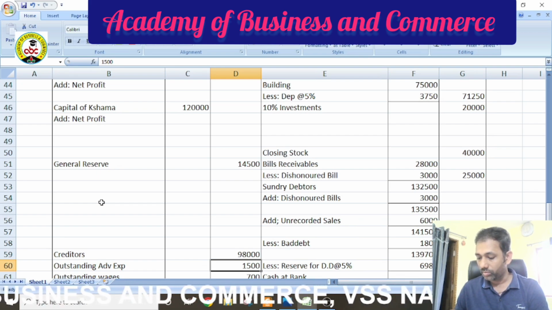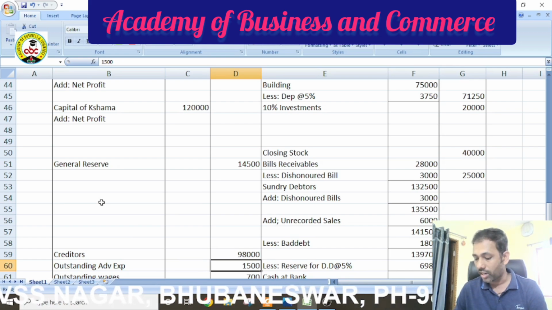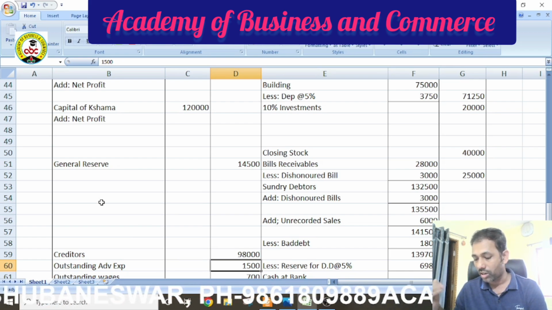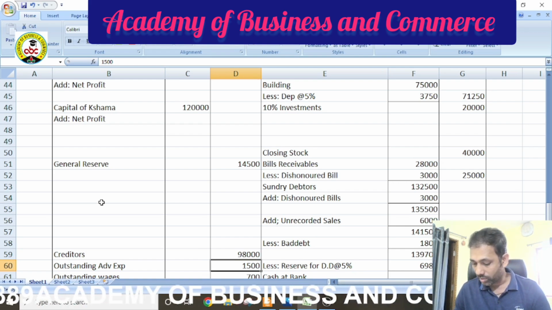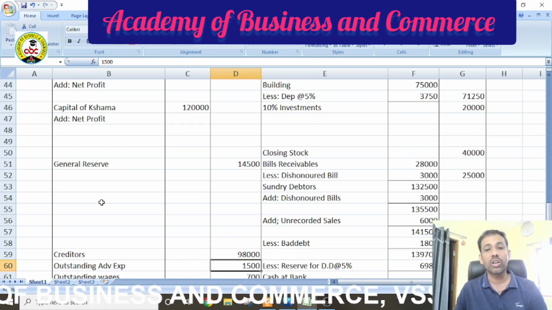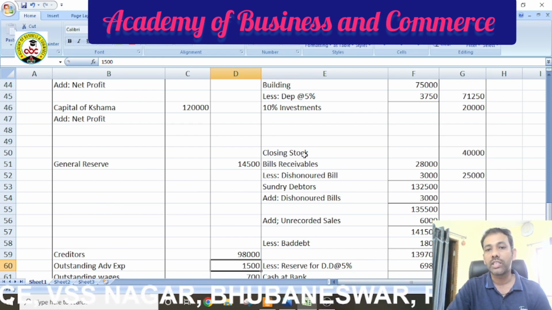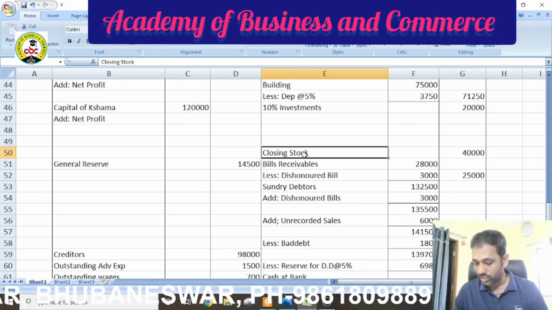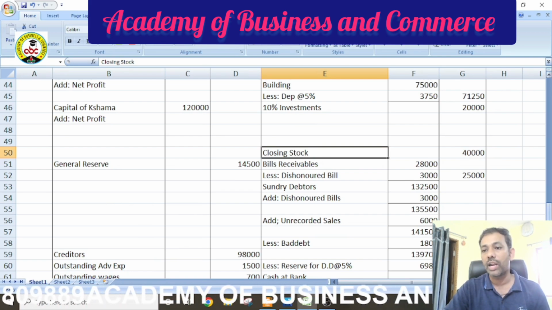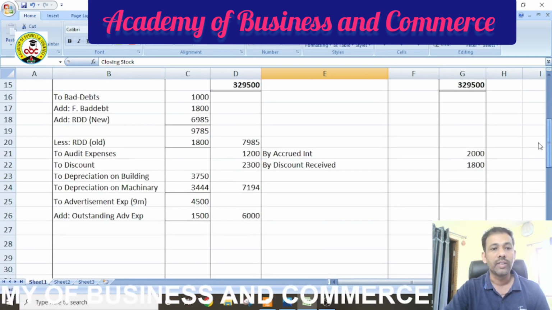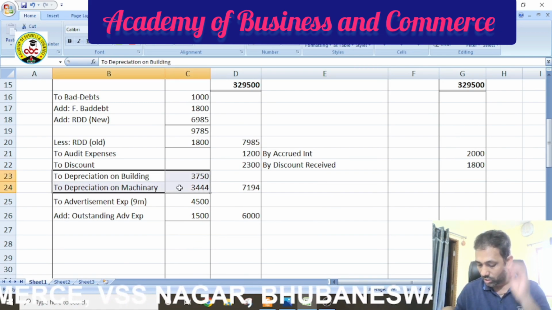Then reserve for doubtful debt, it is already treated. Sales is already treated. Outstanding wages is already treated. Purchase is already treated. Discount is also already treated. So within the trial balance, we have taken all the items. Now count to check all the adjustments. Closing stock is taken twice, in the balance sheet on the asset side and also on the credit side. Then depreciation of machinery and building is already taken in the balance sheet on the asset side, and also taken here on the debit side of the P&L account. So adjustment 2 is also clear.